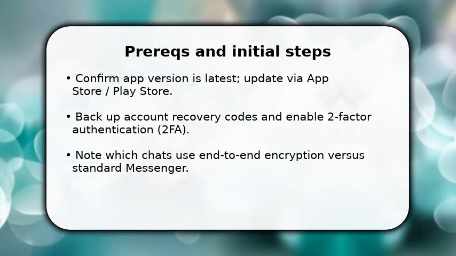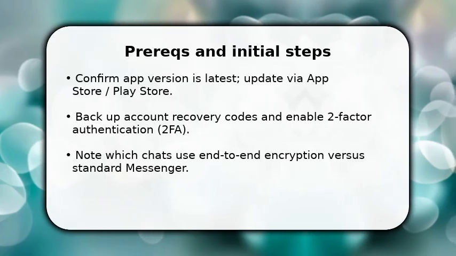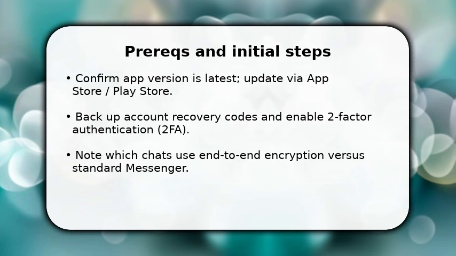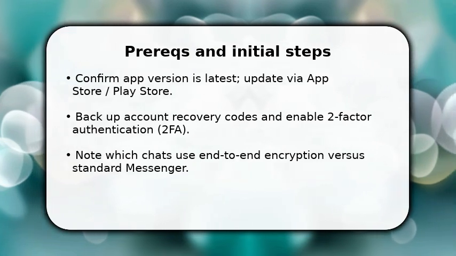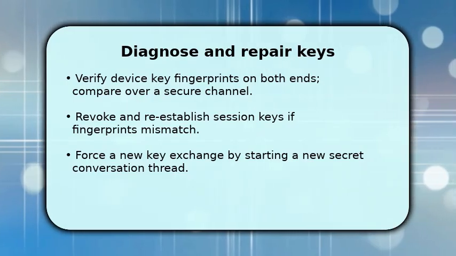Now open Settings, go to Privacy, then Secret Conversations or Messaging Encryption area. You will begin a targeted repair rather than general troubleshooting, so you don't waste time resetting unrelated settings. You now diagnose and repair the encryption keys.